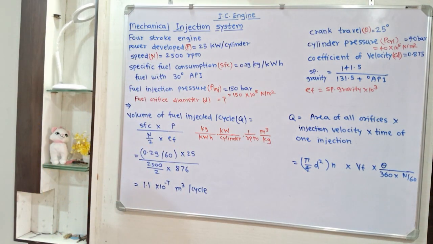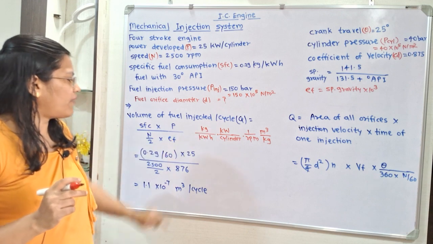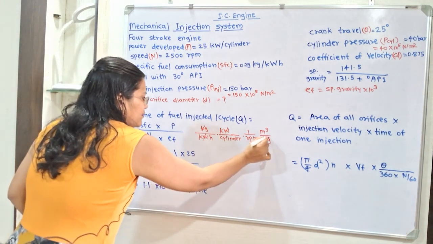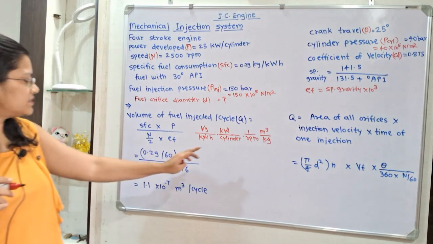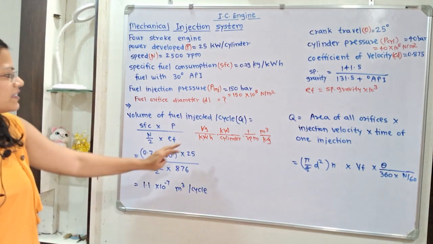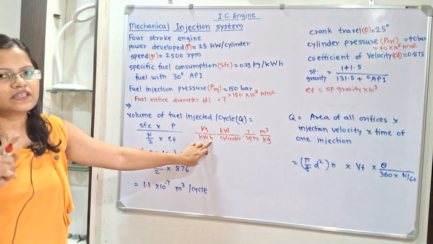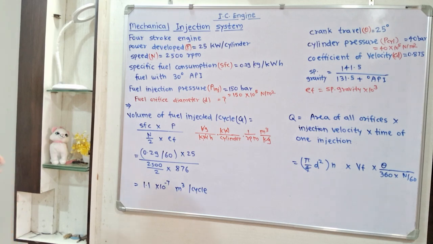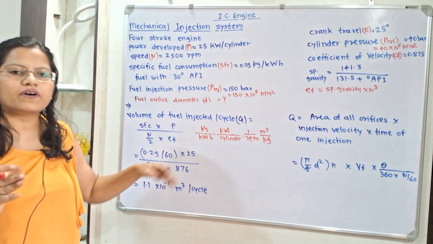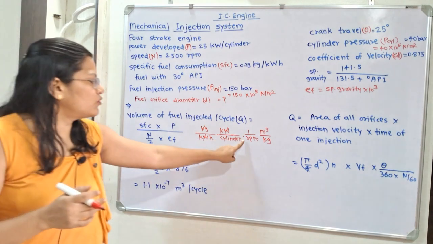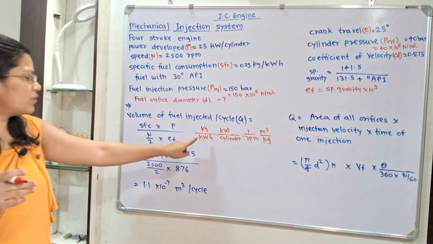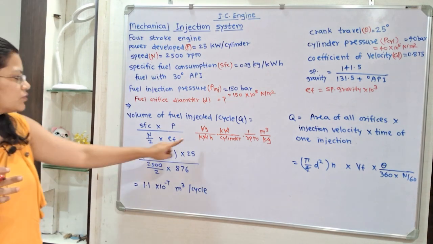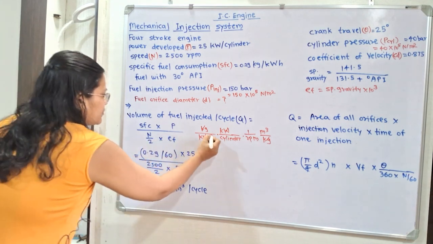Now if we observe here, this kilowatt is getting cancelled, and this kilogram is also getting cancelled. Now here is revolution per minute, and here the unit is hour, that is, these are two different units. So we have to change this unit. How to change? We have to convert this hour in terms of minute, and revolution per minute we will take as it is. So how to convert this? It is in denominator, and in 1 hour there are 60 minutes, so we have to simply take 60.